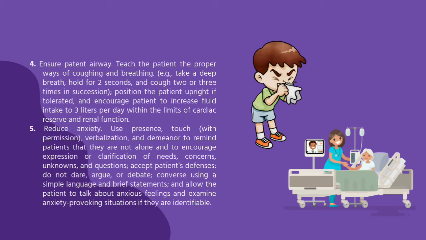Number 4. Ensure patent airway. Teach the patient the proper ways of coughing and breathing. Position the patient upright if tolerated, and encourage the patient to increase fluid intake to 3 liters per day within the limits of cardiac reserve and renal function.